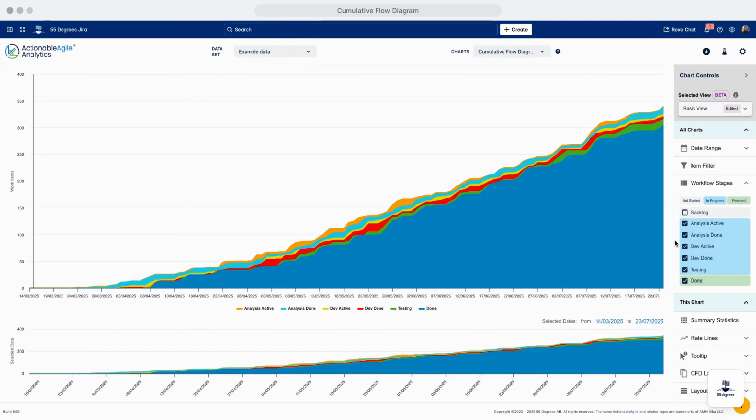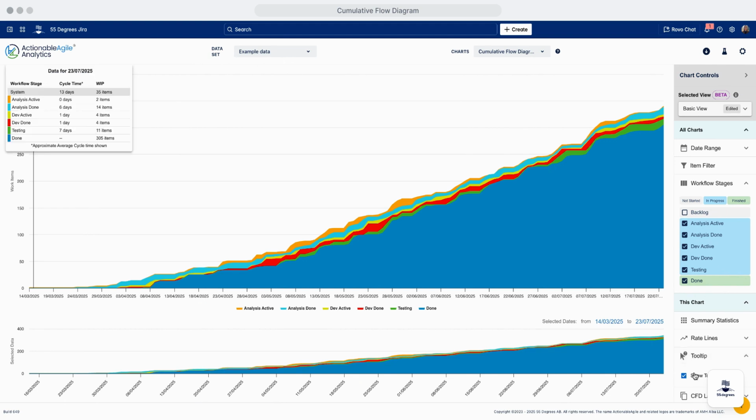One of the features to aid your investigations is the tooltip, which provides quick insights into each workflow stage as well as the whole. The cycle time displays the average cycle time for the system or a specific stage as measured on that day. The WIP indicates the number of items present in the system or a particular stage on that day.